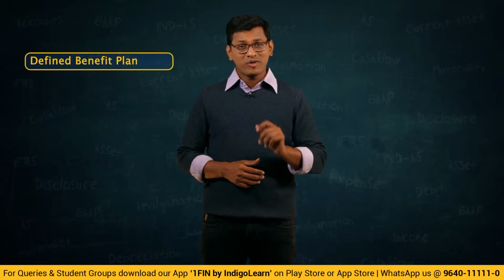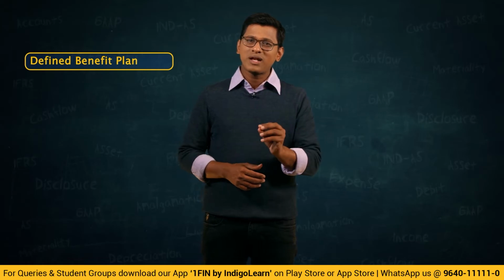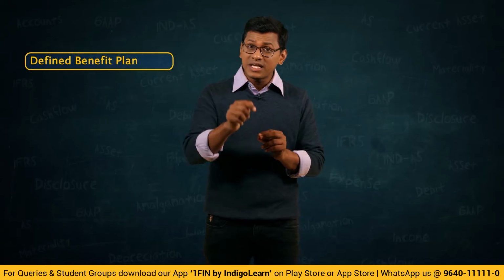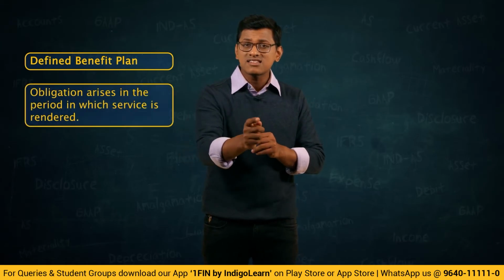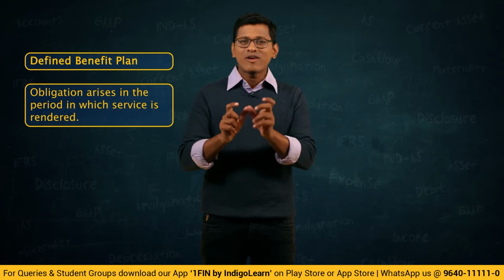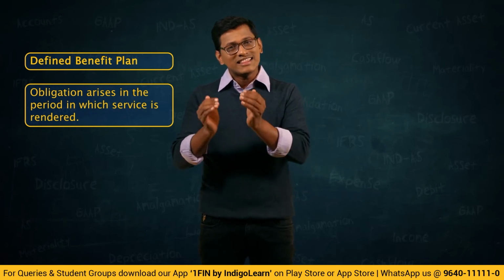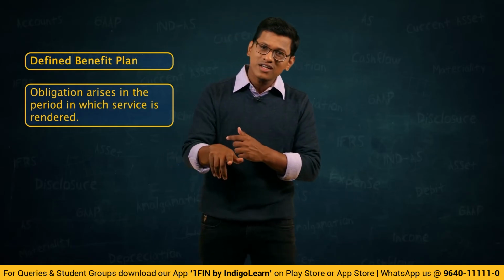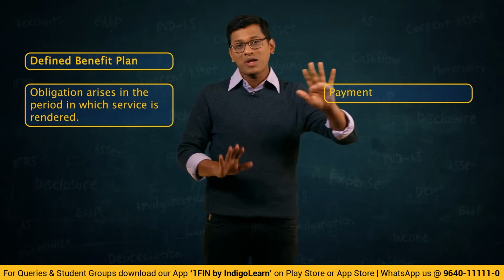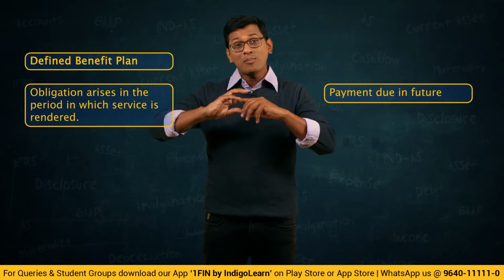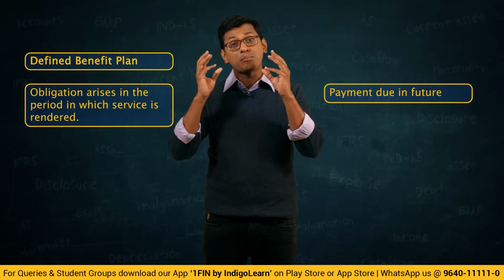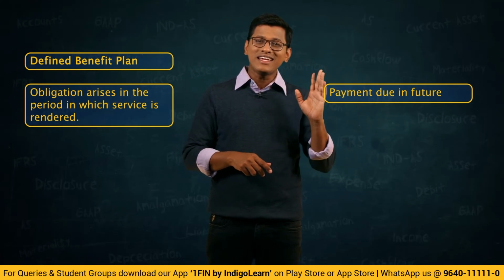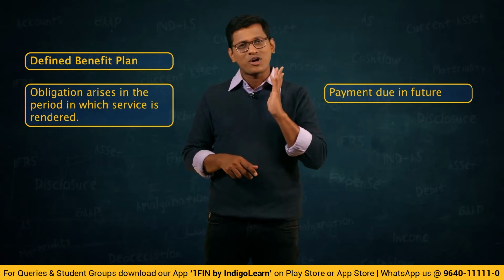Now come to defined benefit plan. Friends, in defined benefit plan, listen carefully. Obligation arises in the period in which employee renders service. When I say that, if employee worked in this year, the obligation to pay arises. But will it fall due for payment? No, not yet. It might fall due for payment post-employment, but obligation gets created in the period in which employee renders service, not after the employee resigns or retires. So that is one point you need to know.